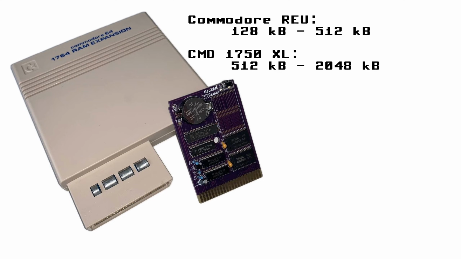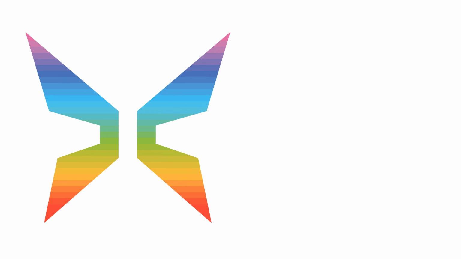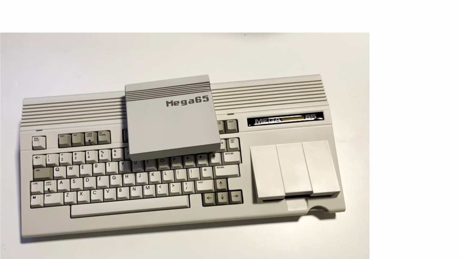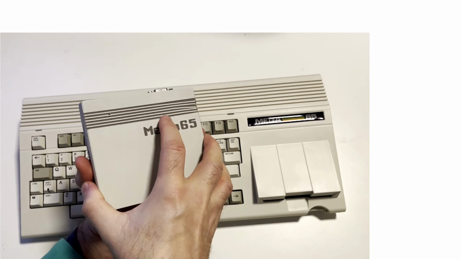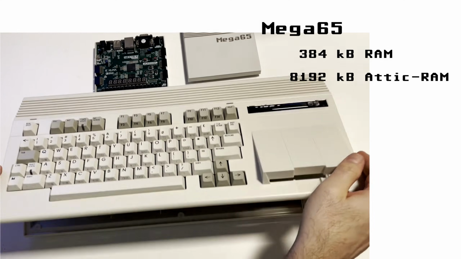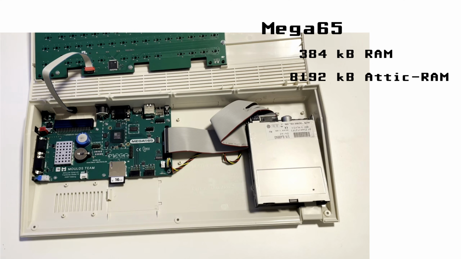REUs were built by Commodore and CMD, and these go from 128 kilobytes up to 2 megabytes. GeoRAM starts at 512 kilobytes and I think was also available up to 4 megabytes. On the X16 we also have 512 kilobytes and we have at least 384 kilobytes on the Mega65, including the Nexus boards. Regular Mega65 boards come with an additional 8 megabytes of attic RAM.